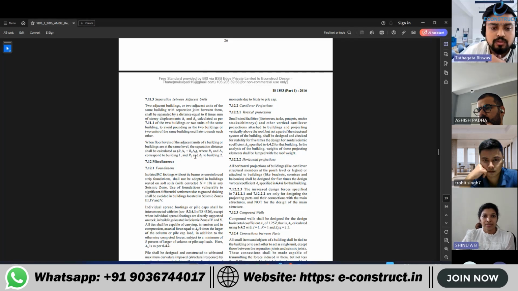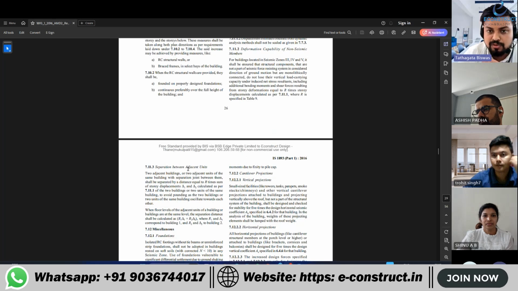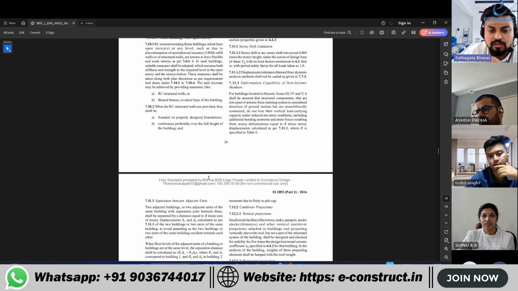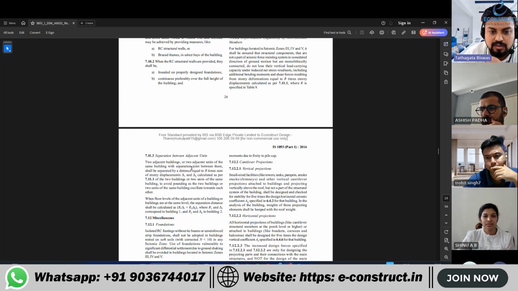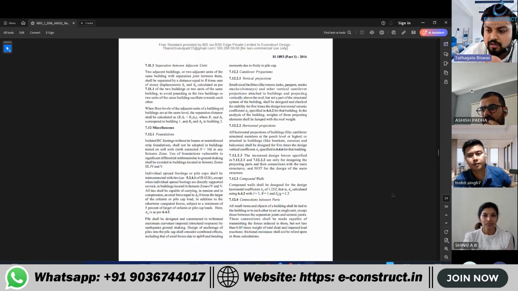So next, it is basically about the pounding effect. So the expansion joint, whatever you are giving, needs to be set in such a way that one building should not fall on another one during the deflection or deformations. So that particular thing is being told. So adjacent units separation is being followed by this formula. And also story drift limitation, this 0.004, we all know that.